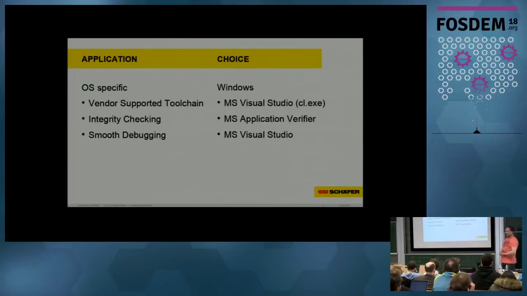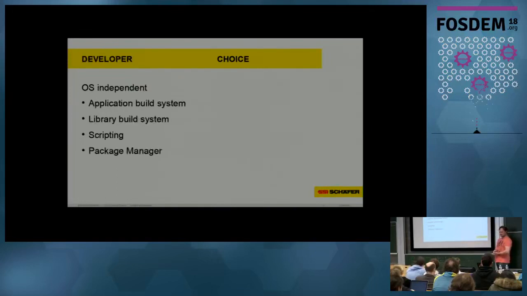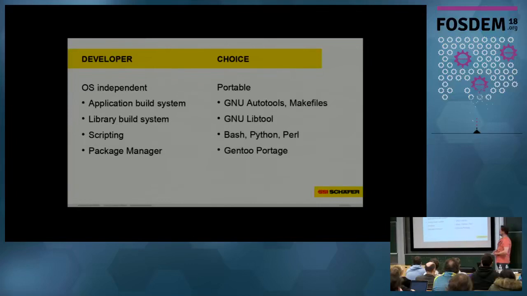The native toolchain here is the Visual Studio compiler, available as a command line compiler, cl.exe. For integrity checking, there is Application Verifier, and of course, Visual Studio is quite a good debugging IDE. For the developer, the operating system independent choice, the software chosen here needs to be highly portable.